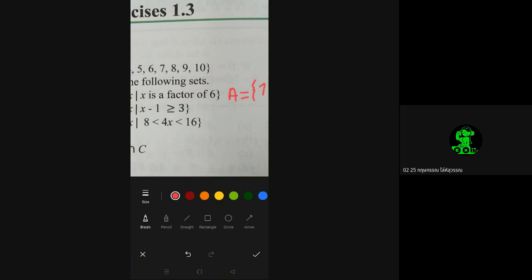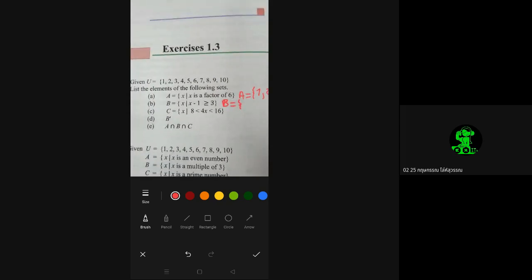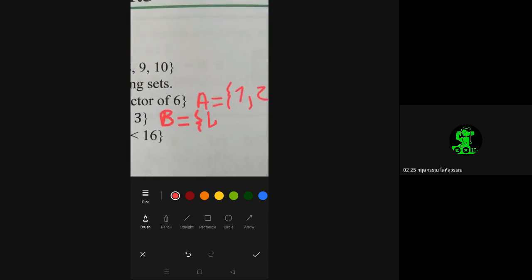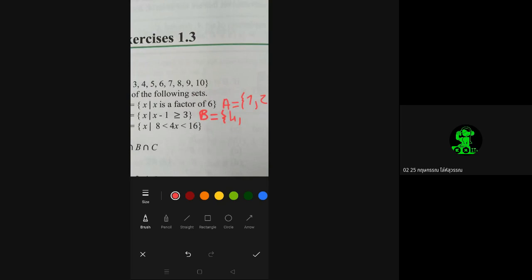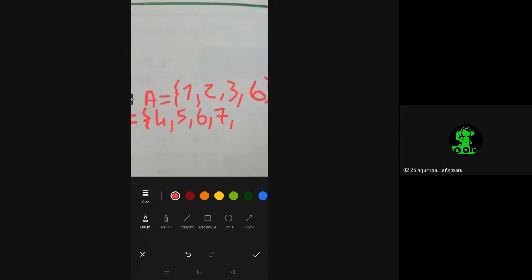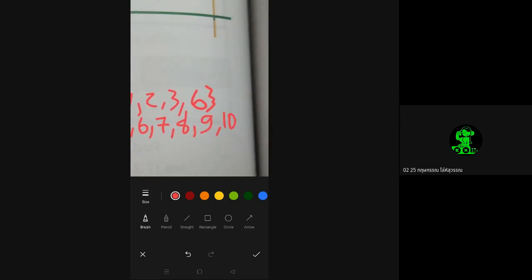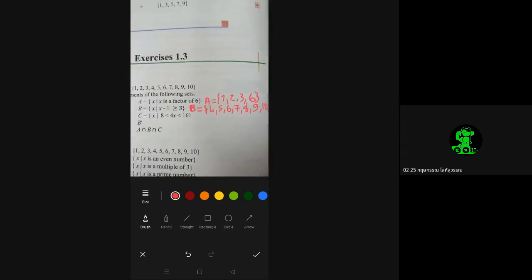Okay, what is set B? x minus 1 is more than or equal to 3. What is the universal set? So we should start from 4, and then 4 to 10: 5, 6, 7, 8, 9, 10.